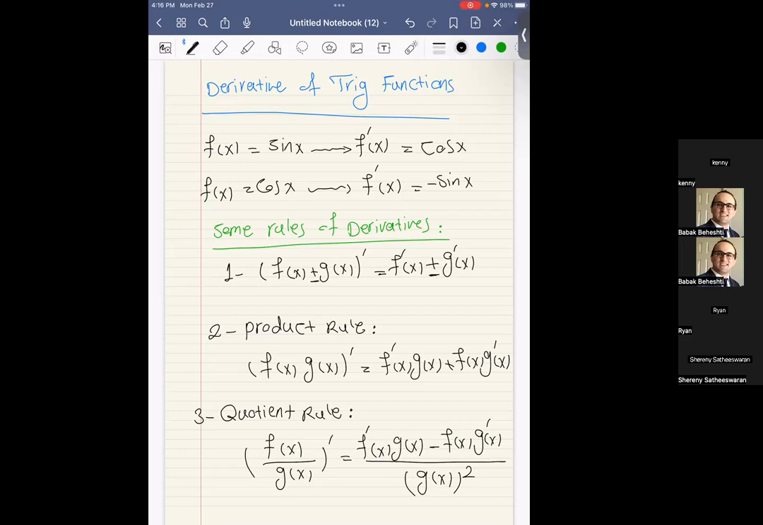So these are the main rules for taking derivatives. We also call it differentiation or differentiating functions. Differentiation means taking derivatives. Okay.